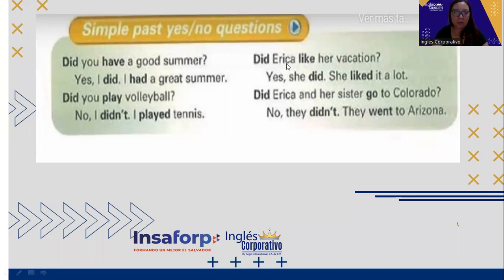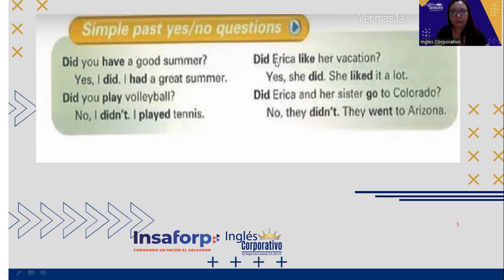Natalie, you will be number 1. Then, Monica, you will be number 2. Kevin, you will be number 3. And let me check. Rafael, you will be number 4. Okay? So number 1, please. Did you have a good summer? Yes, I did. I had a great summer.